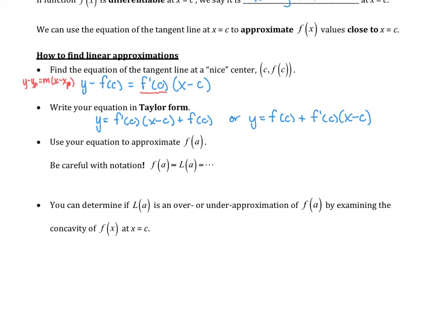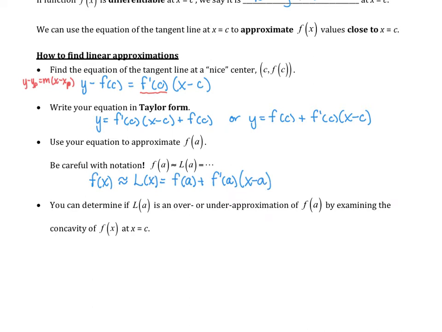Then what we're going to do is use our equation to approximate f of a. Now, be careful with notation. f of a is equal to an approximation of the linear function. So here's what it actually looks like. Anytime we talk about f of x, some function evaluated at x, it's going to be approximately equal to the local linearization of that function, which is f of a plus the derivative, or the slope, evaluated at a times x minus a.